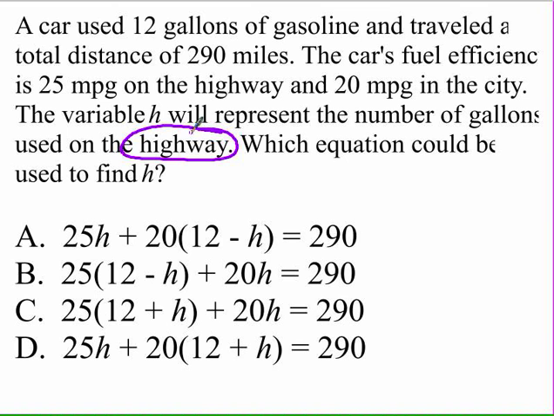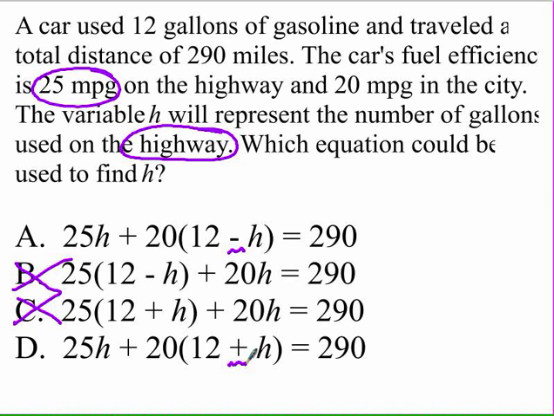So it says h will represent the number of gallons used on the highway. Which one goes with the highway, 25 or 20? 25. So of those two, B and C would not work. So you see how you can eliminate those from the get-go? So then now we need to figure out, let's look at A and D, and we notice that the only difference between these is with a sign. So let's figure out what sign we would use.